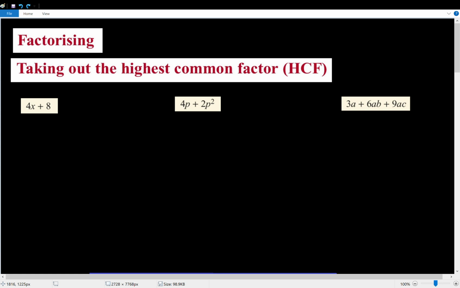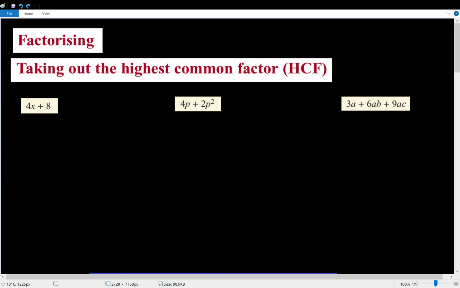In this video we're talking about factorising and specifically taking out the highest common factor. Factorising is the reverse procedure to removing brackets. Expanding brackets removes brackets. Factorising does the exact opposite by putting in brackets. We're going to take a look at a few examples just here so we can see what happens.